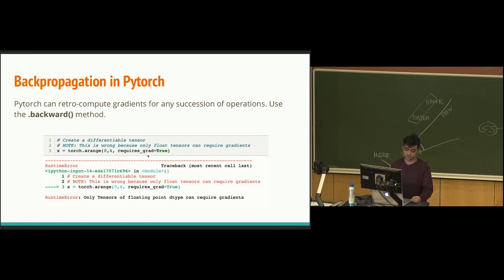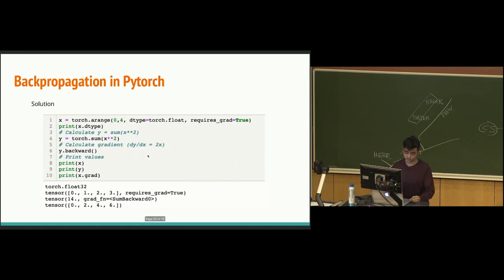Here, it fails because torch.arange gives you a tensor which is of type long, and so it can only contain discrete values. And for discrete values, you cannot compute a gradient. So for that, you actually have to convert it to a float tensor, and keep requires grad equals true.